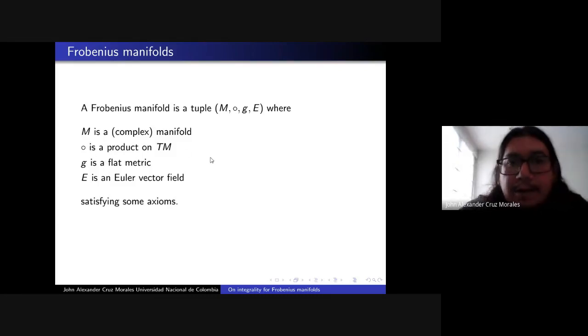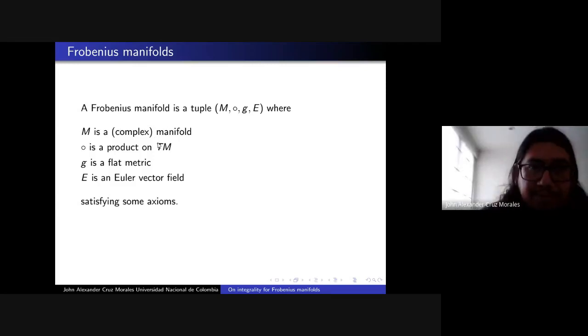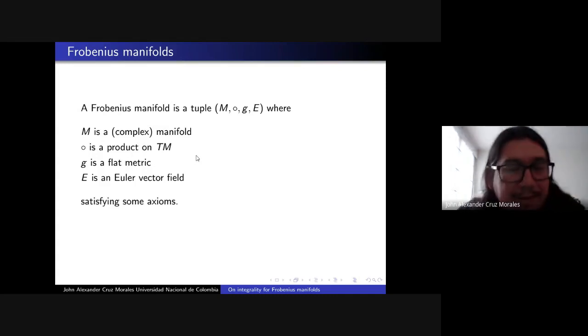The point of the definition is that this product, this algebra, has a non-degenerate symmetric bilinear form, and it makes this algebra a Frobenius algebra. This is why these manifolds are called Frobenius manifolds, because we have this structure of Frobenius algebra in the tangent space. This flat metric g on the manifold comes from this bilinear form and the product. And it should satisfy some axioms; there is a list of axioms that they should satisfy.